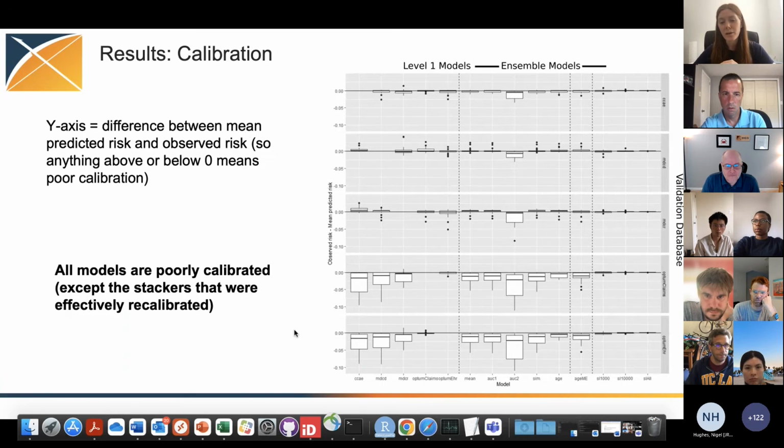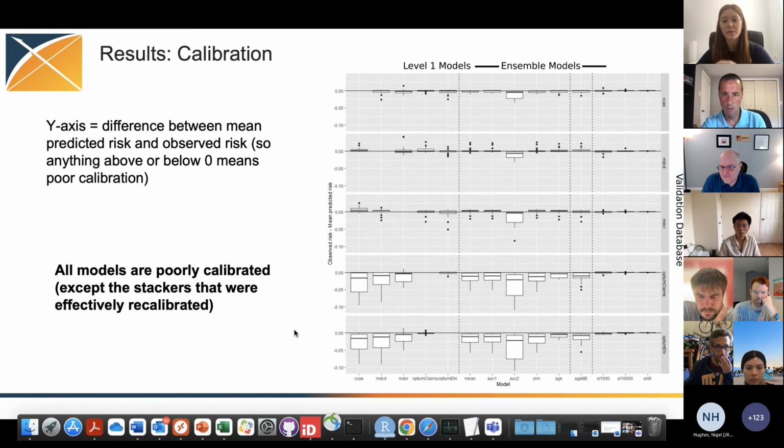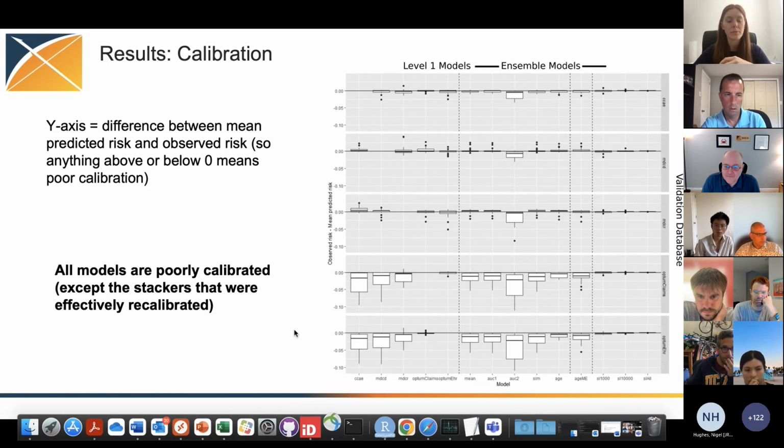And then if we look at calibration, we have a similar setup, where we're looking at the difference between the observed risk and the mean predicted risk. Again, a value of 0 means you're pretty accurate in your prediction. If it's saying you've got a 10% risk, you have a 10% risk. Anything above or below 0 means you're miscalibrated when applying the model to the new data. And what we see is that for pretty much all of the models, the individual database models and the ensemble models, the calibration was extremely poor.